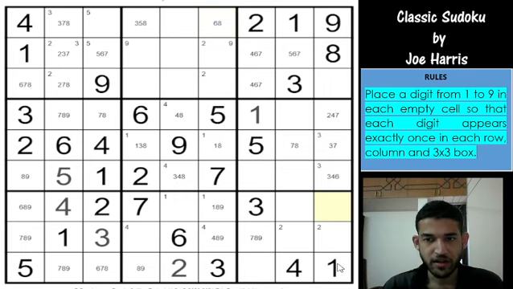Okay, let me look at this cell. Can't be 1, 3, 4, cannot be 8 and 9, cannot be 2 and 7. So this is reduced to 5 and 6. Okay, this can only be 5, 6.